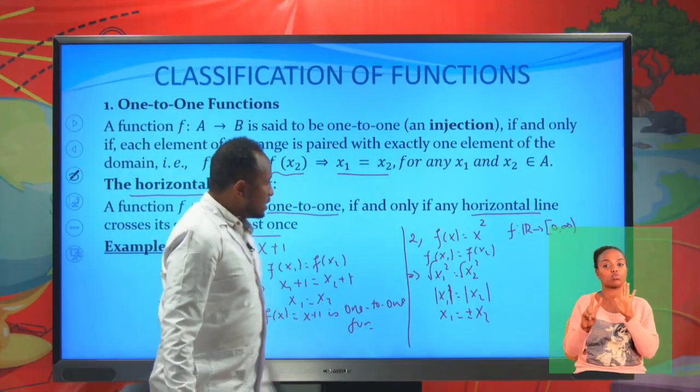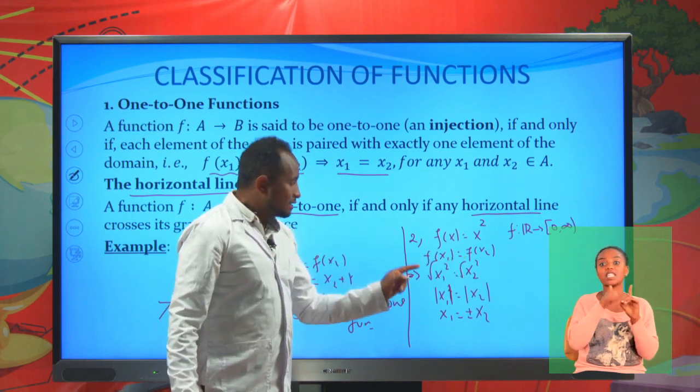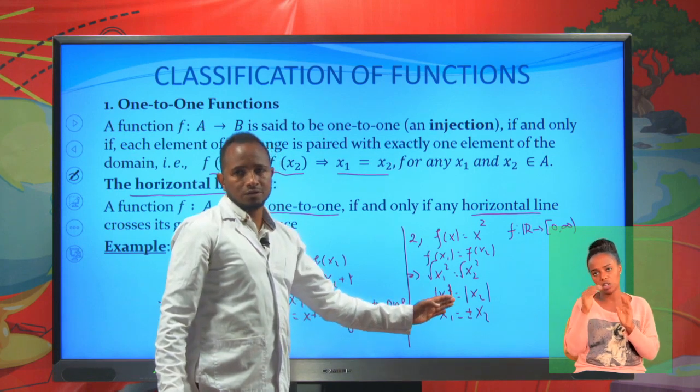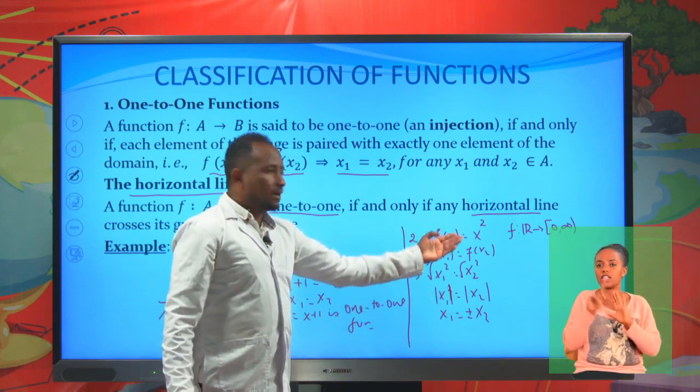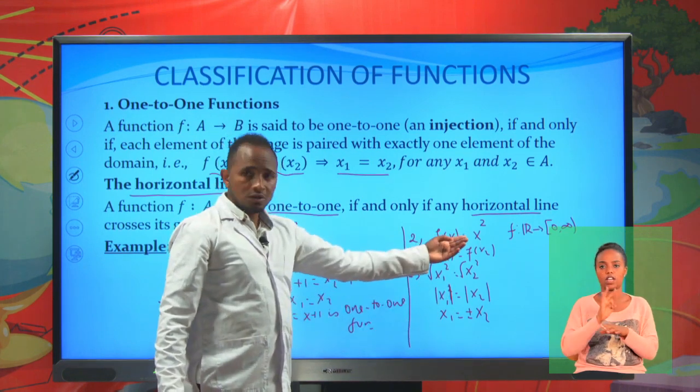So as you can see, f(x1) is equal to f(x2) doesn't imply that x1 is equal to x2. It may be x1 is equal to x2 or x1 is equal to minus x2. Because of this, the function is not a one-to-one function. Or you can check this using the graph.